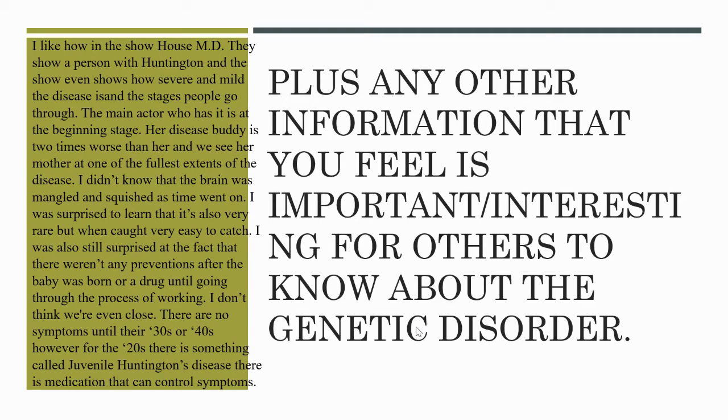Another thing that was very interesting is that there's something called juvenile Huntington disease, and that happens in the teens to 20s, very early in the lifetime, and it has the same symptoms. There is medication that can control symptoms, but this is a rare case, and if you don't catch it in time, you're still going to have to deal with the main heavy symptoms. So it was weird to say that juvenile Huntington disease has medication, but not actual Huntington disease.